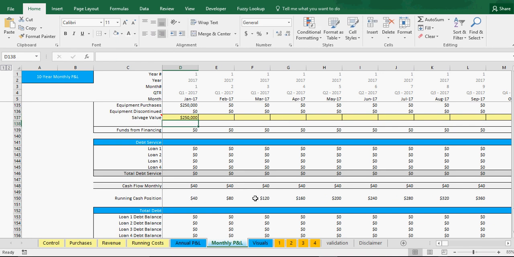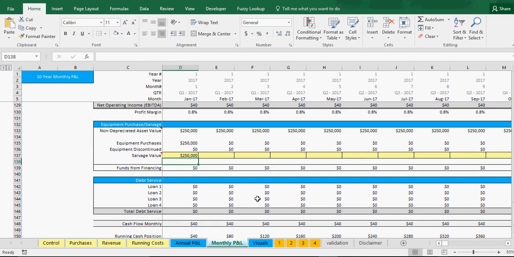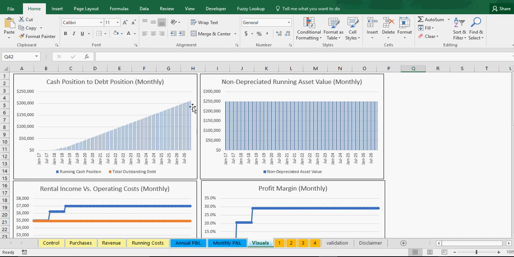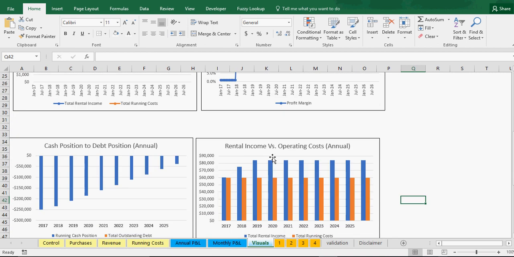Now our running cash position is basically just the EBITDA, and the reason why is because we don't have any debt. We put up all cash, so now you can see it's going to take you the full 10 years, and you still won't. You'll be at negative $209,000, so you still haven't paid yourself back completely.